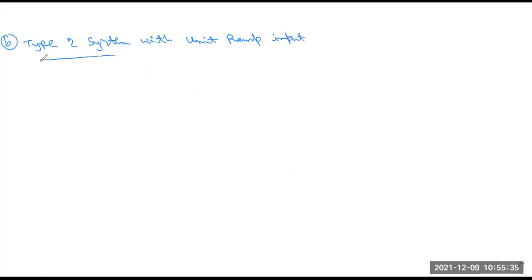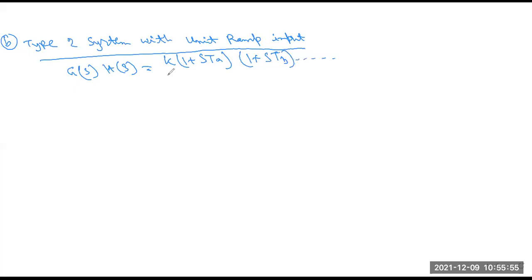When the input is a unit ramp function, the constant is Kv, that is velocity. The equation is the same: G(s)H(s) equals K into (1 plus sTa) into (1 plus sTb), which are the different zeros of the transfer function, divided by s squared for the type 2 system, into (1 plus sT1) into (1 plus sT2) and so on. This is the general form of the type 2 system for the unit ramp input function.